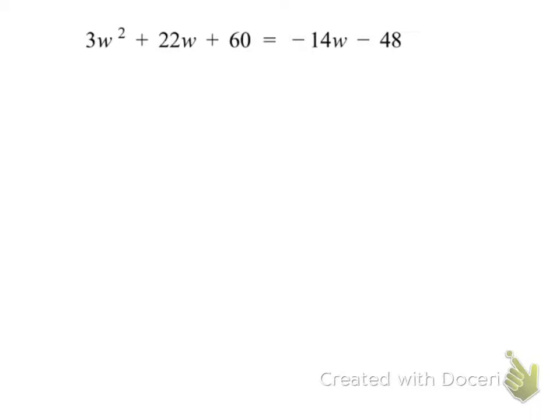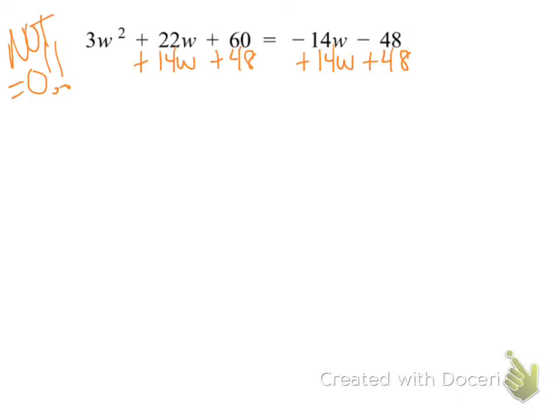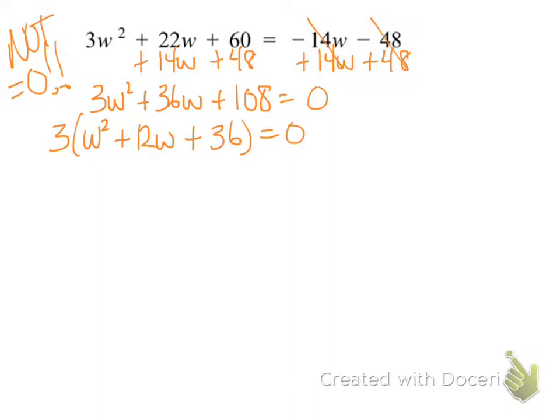And now the next problem, notice that it's not equal to 0, so I need to get it equal to 0. So adding the 14w and the 48 to both sides to get rid of them on the right, I get 3w squared plus 36w plus 108. Now I could factor this as it is, but it's going to be a lot easier if you can factor out that GCF of 3. So when I do that, it's a lot easier to see that this will factor as w plus 6 and w plus 6.